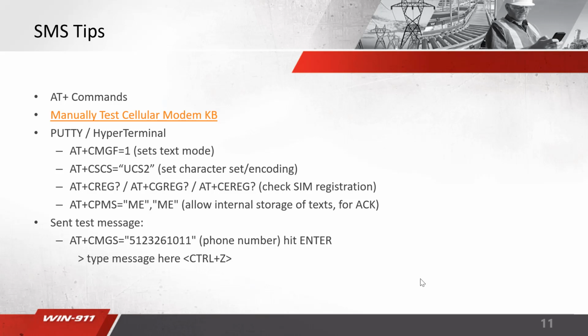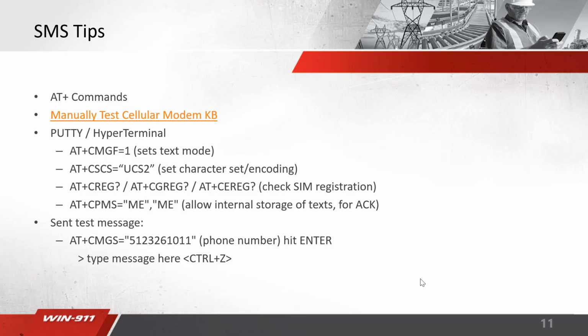So if you're able to get SMS messages out to your phone and you try to respond with that 3-digit alarm code and you're never getting it back into WIN-911, chances are you need to run this command. And you'll see as soon as you run this command, CPMS=ME,ME, it should come back with something along the lines of 0,99 and 0,99. That's letting you know it can store up to 99 messages on each channel, and that should fix the issue.